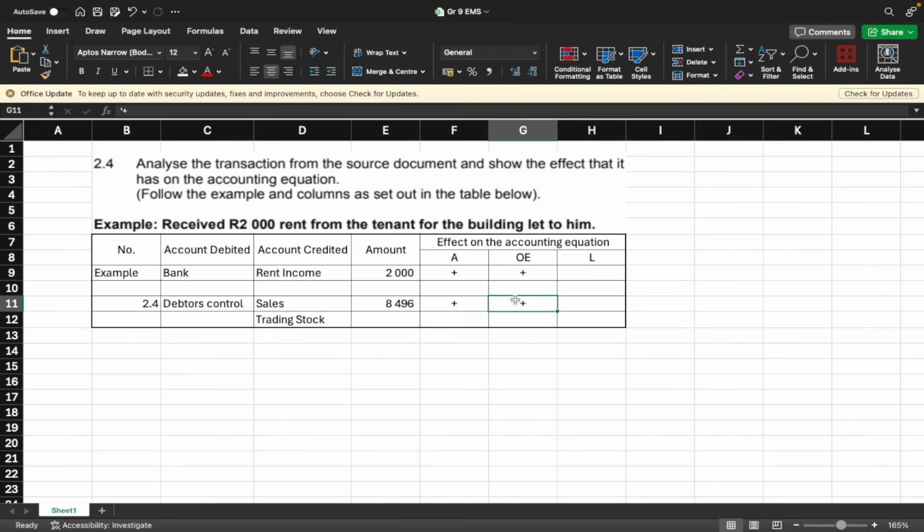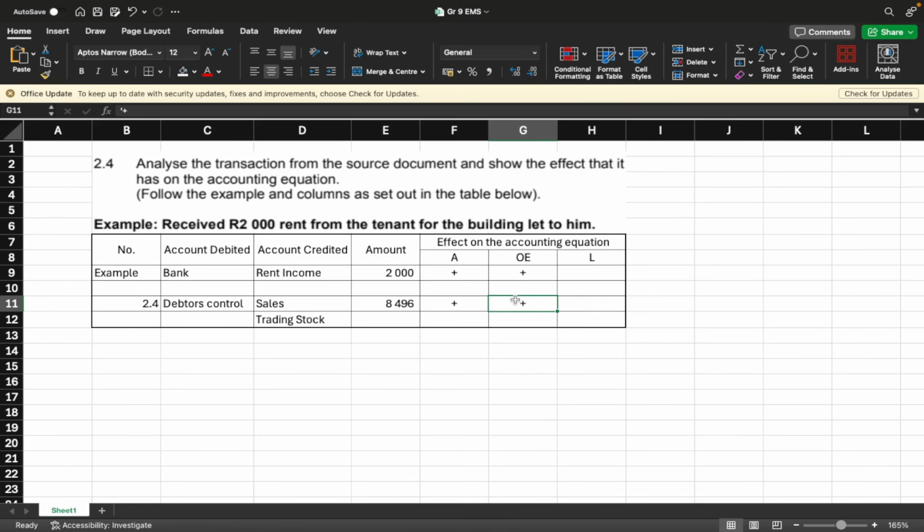And so what falls under owner's equity? Well, we've got income, which increases our owner's equity. We've got expenses, which decrease our owner's equity. We've got drawings, which decrease our owner's equity. And we have capital, which increases our owner's equity. Check out the lesson that I just alluded to, Accounting for Beginners Part 1.